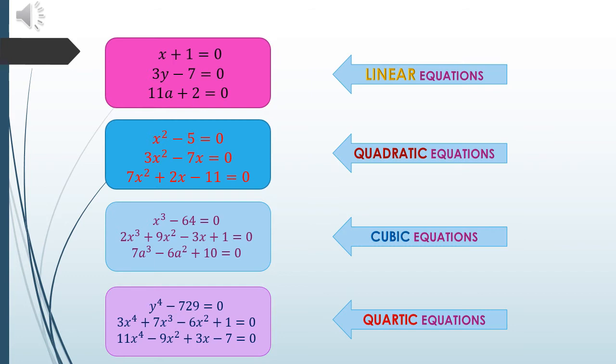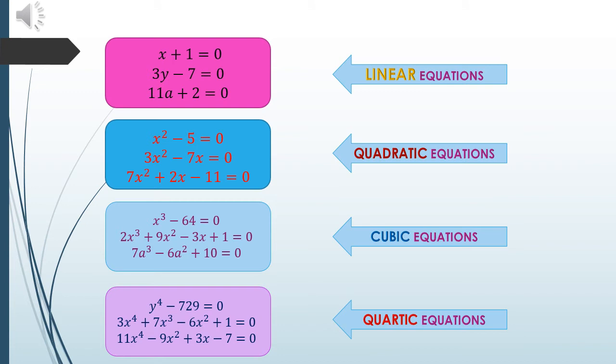Now moving towards the last one, quartic equations. Quartic means the highest power on the variable is 4, or rather the degree of the equation is 4. So here we can see that y raised to the power 4 minus 729 is equal to 0. Here the highest power is 4. It is called quartic equation. In the second equation, 3x raised to the power 4 plus 7x cube minus 6x square plus 1, we can see that the highest power on the variable is 4. So it is called quartic equation.